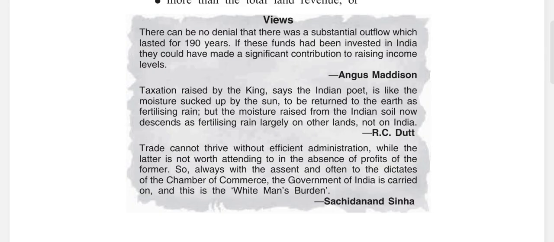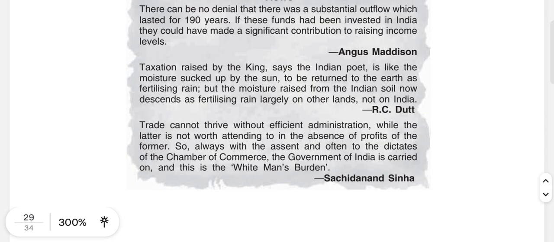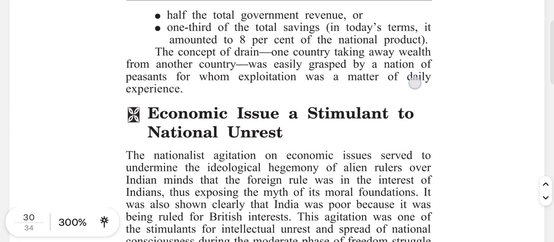But trade cannot thrive without efficient administration, while administration is not worth attending to in the absence of profits of the former. So, always with the assent and often to the dictates of the Chamber of Commerce, the government of India is carried on, and this is the white man's burden. Sachidanand Sinha. A Brief History of Modern India.